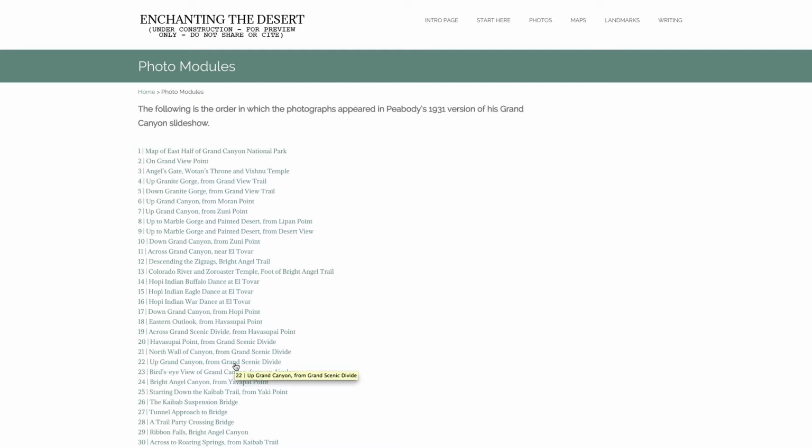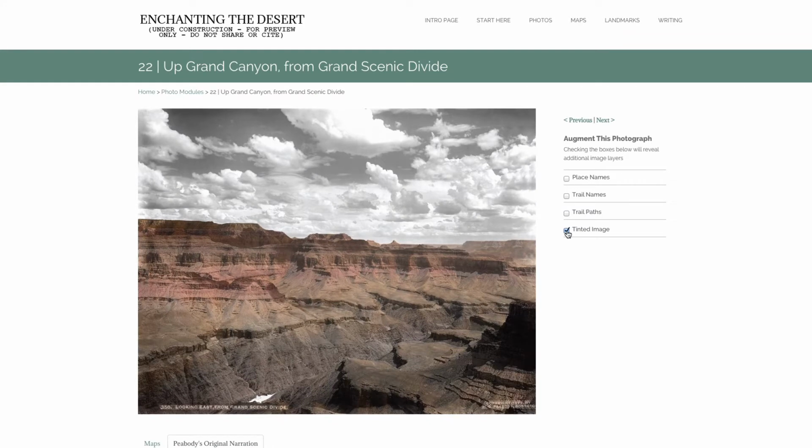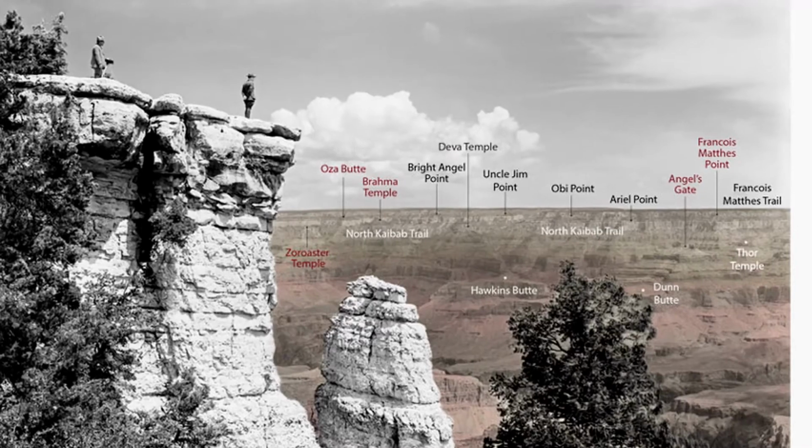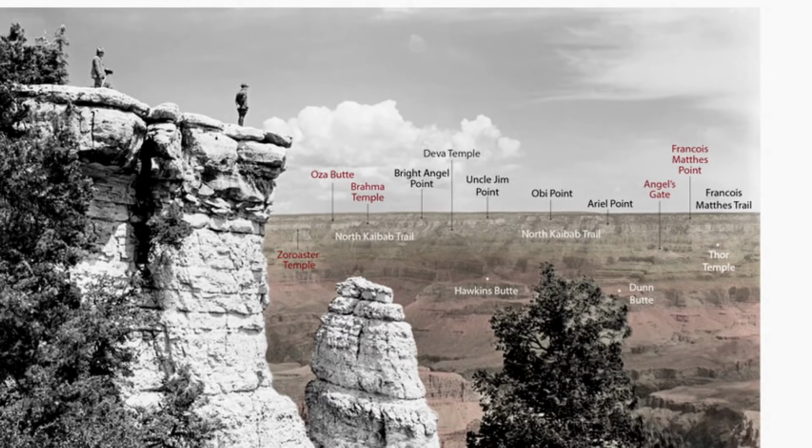These are the original order that Peabody would have showed his slides in. Readers have the option of turning on or off a tinted image of this photograph. They can also turn on and off trail information. There are about 50 essays associated with this project, each of them relatively short, but that add up to a significant body of originally made and researched essays about the slideshow, the history of photography at the Grand Canyon, and individual places.